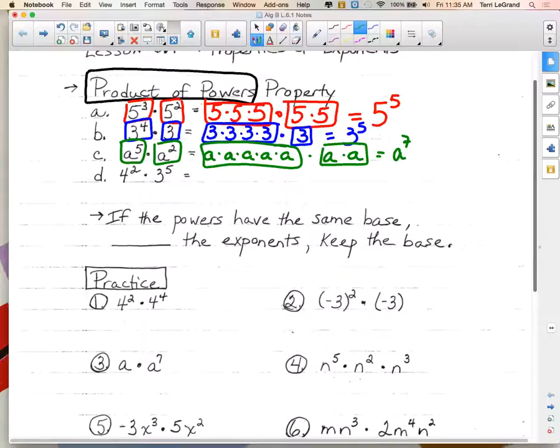4 squared times 3 to the 5th. That would really be written like this, right? It would be 4 times 4. And then our 3 to the 5th would be written 5 factors of 3. We have 5 factors of 3, and we have 2 factors of 4. How could we write that one? Could we possibly add 4 and 3? Could we add the 4 and the 3 and get 7?